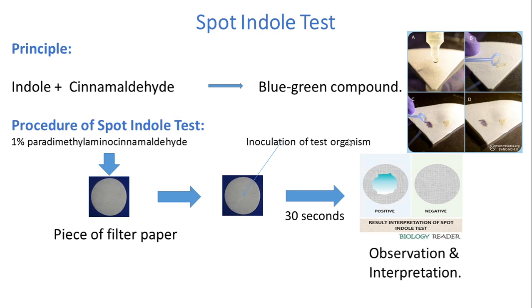In the case of the spot indole test, we require filter paper saturated with cinnamaldehyde. That is a different reagent. Then, with the help of a loop, smear the test organisms over the filter paper, and immediately you will observe a blue color. That is because of the reaction between indole and cinnamaldehyde. And if the organisms do not have tryptophanase, then there won't be any color change in the filter paper.